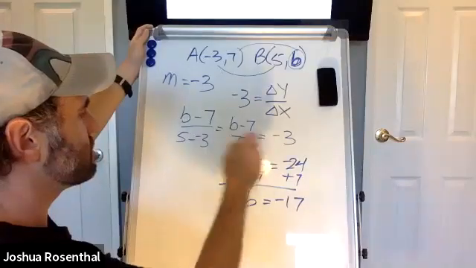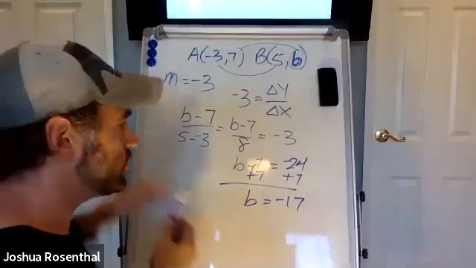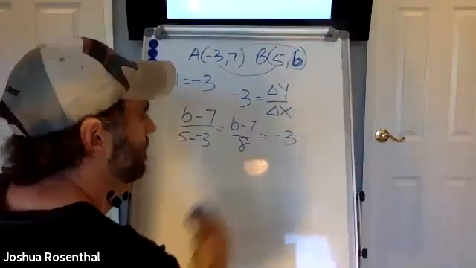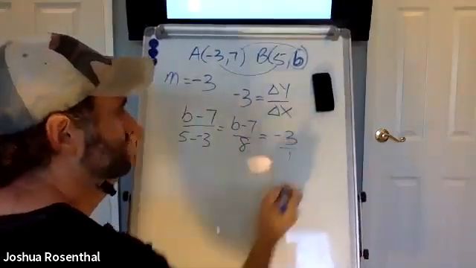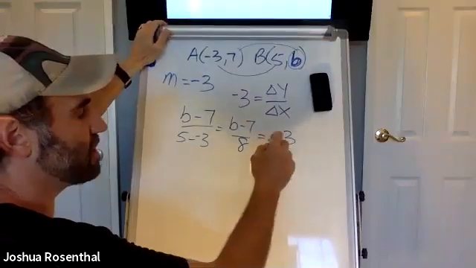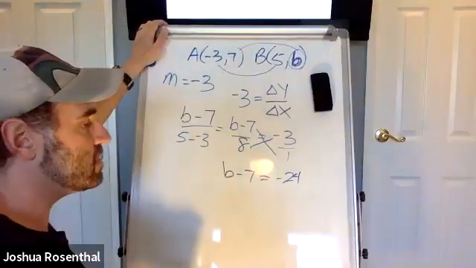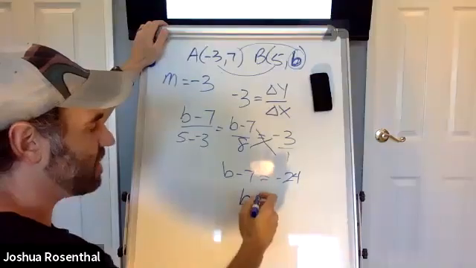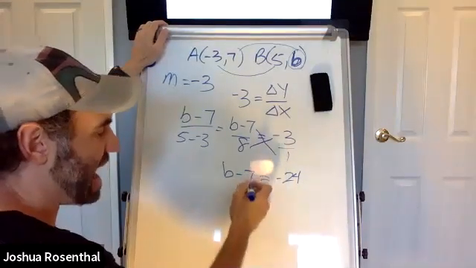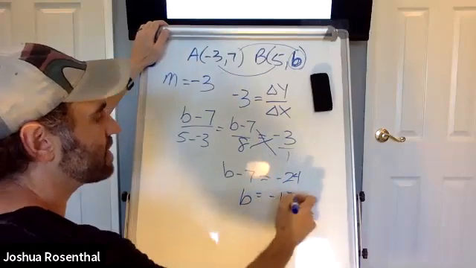Where did the 8 go? We multiplied it on both sides. Or you could have treated it as a proportion and cross multiplied, cross products. 1 times b minus 7 is b minus 7. 8 times -3 is -24, and their cross products are equal. Then add 7, not add -7, add 7, and you get -17.